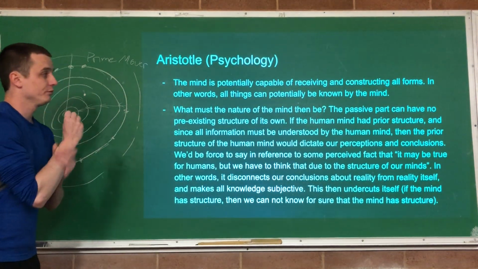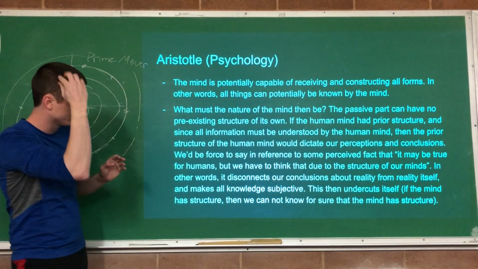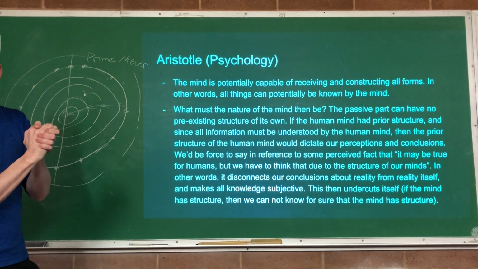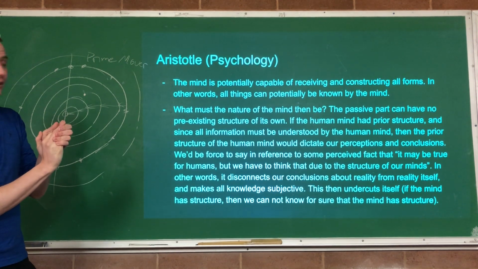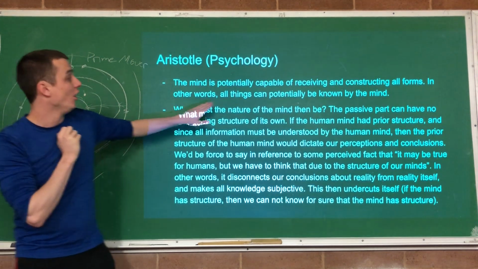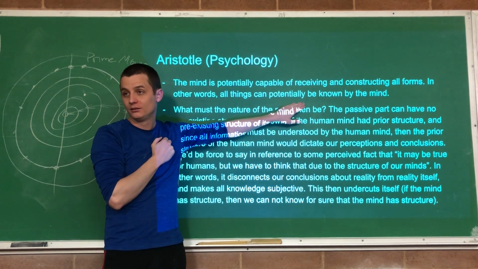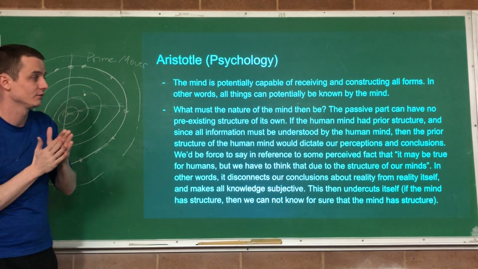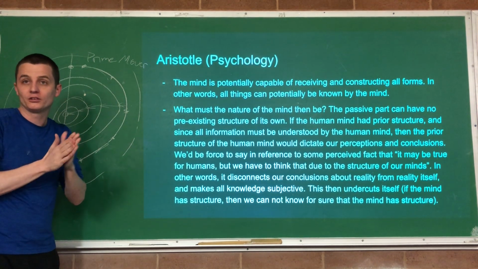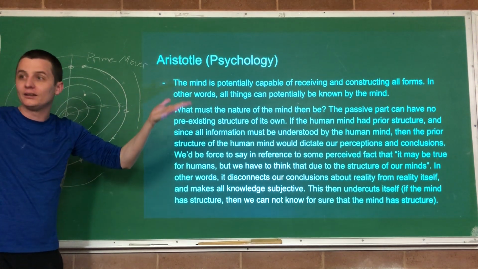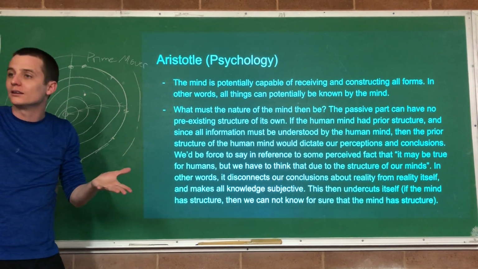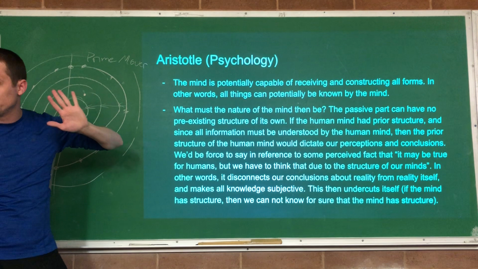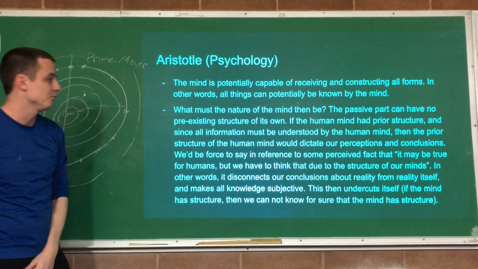Okay, so the mind, the passive part of the mind, is potentially capable of receiving and constructing all forms. You with me? Yeah. In other words, all things can potentially be known by the mind. Good? Okay. Your mind can take in any form, so you can potentially know anything in the universe. It's possible to know anything in the universe, the form of anything. So if we accept this as a basic premise of the mind, we're now going to explore what the mind must be like. Okay, that's what we're doing here.